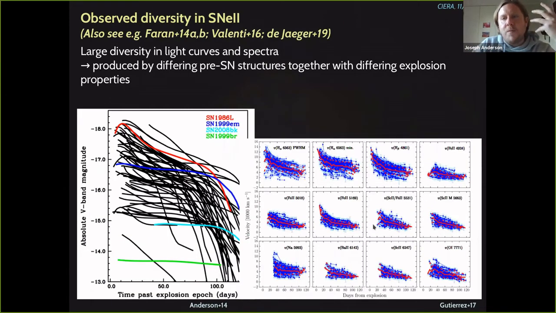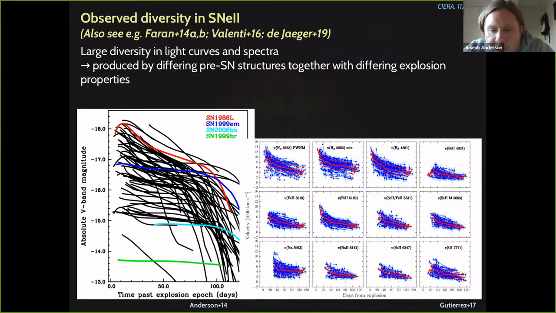So that's the general picture, but we see a large diversity in type 2 supernovae. So large diversity in the light curves and also in the spectra. I show this on the bottom left here. So this is again absolute V-band magnitude light curves. You see this large range in different luminosities of the events. You see things that are declining at different rates. You see things that have this plateau, which is quite short or longer, etc.